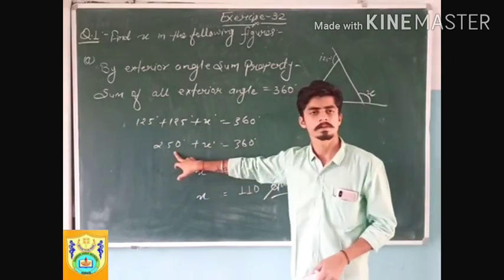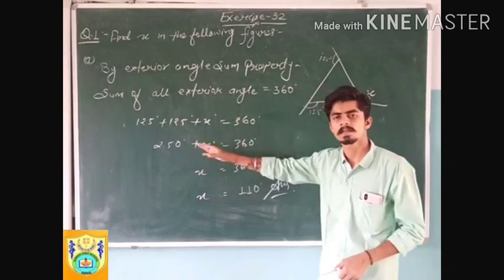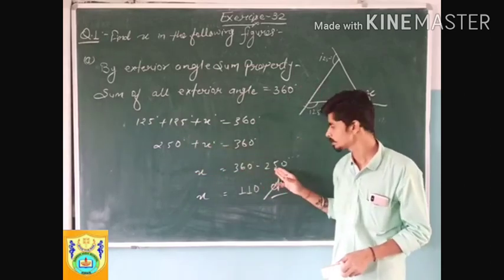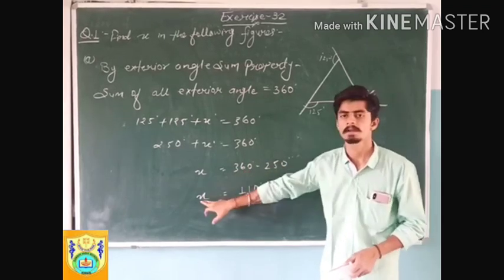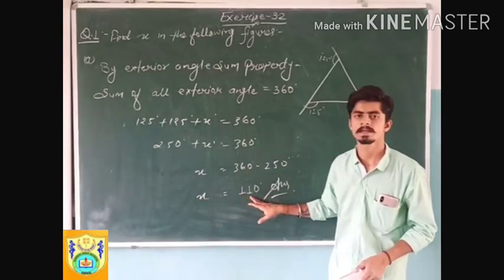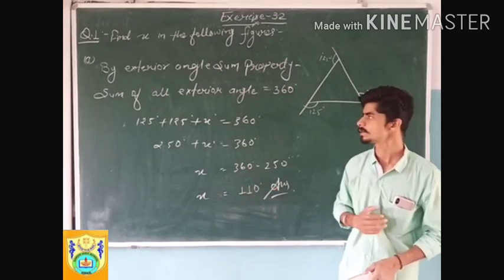So 250 will be transferred from LHS to RHS, from positive to negative, and 250 will be subtracted from 360, and we get the value of x is equal to 110. So this is the solution.